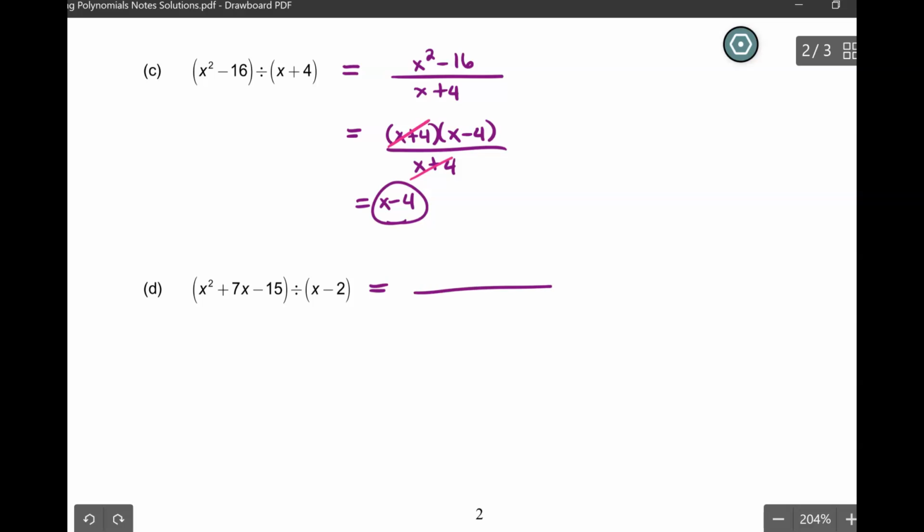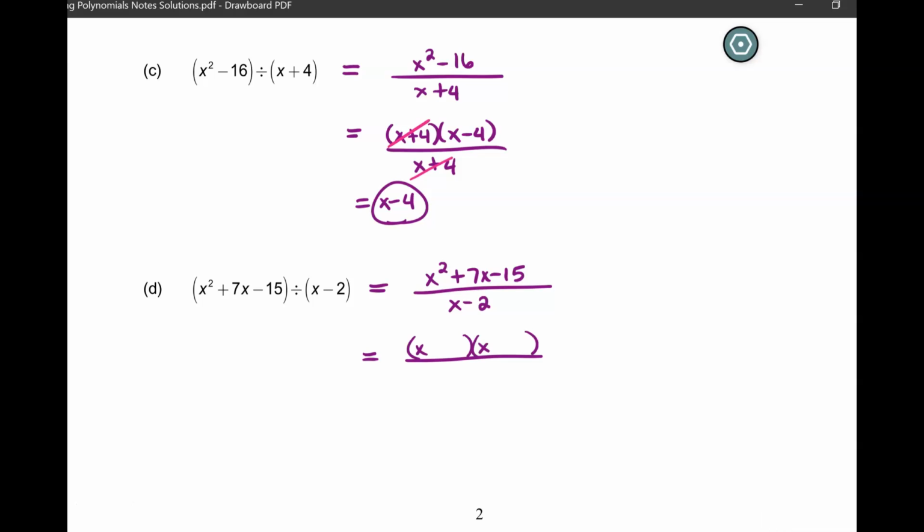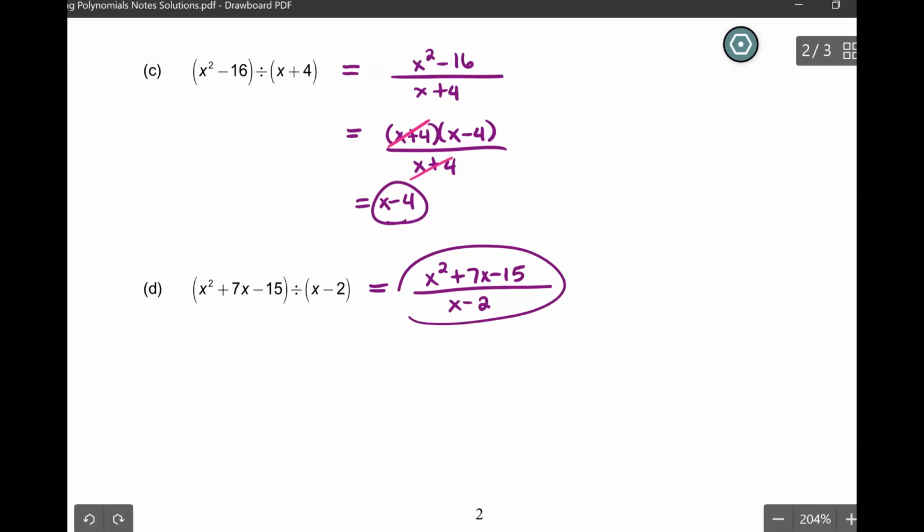Let's take a look at D. So we have x squared plus 7x minus 15, all divided by x minus 2. So we're going to factor the numerator. Two numbers that multiply together to give us negative 15 add up to 7. We can think of all the different combinations, positive 3, negative 5, and so on. But actually there's nothing that we can factor, so the numerator is prime. Therefore, this is our final answer.